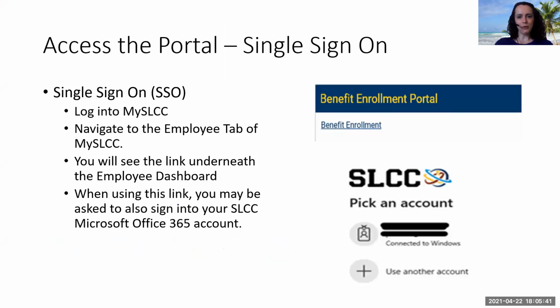There are 3 different ways to get into the portal. The first one, I think, is the easiest. It's single sign-on. The way you access this is through your My SLCC page. You want to click on your employee tab and then on benefits enrollment. Then it will take you to the communication portal where you can learn about which benefits are offered to you. If it does ask you to log into your Office 365 account, it's the same login as your My SLCC page.